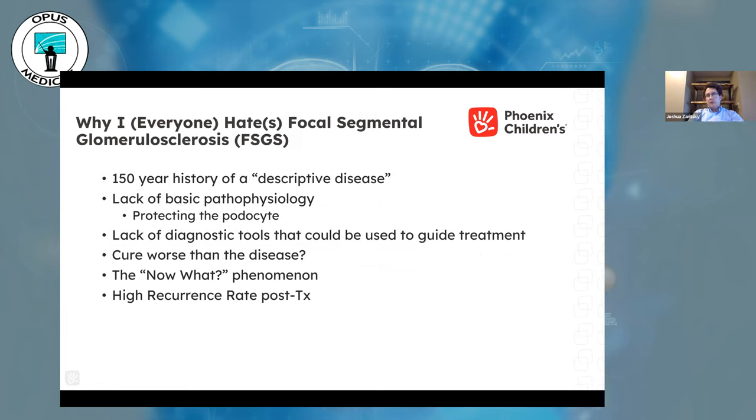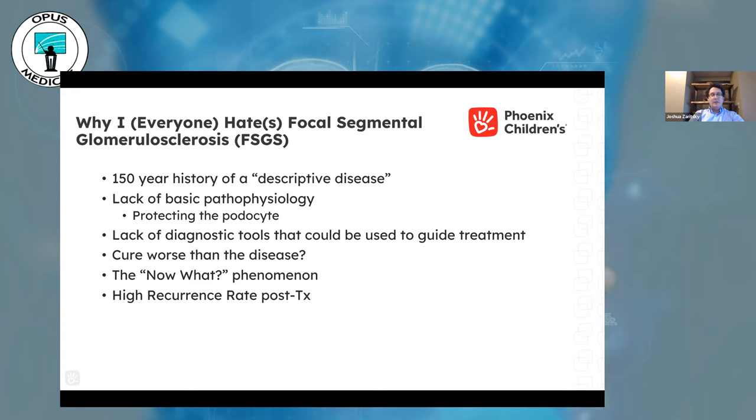So I'd like to start off with this slide. For the pediatric nephrologists out there, I think you would agree without much arguing that if we could just take away one disease, cure one disease or remove it, it would be FSGS. It's a descriptive disease. We really still lack true understanding of the basic pathophysiology. We understand it's a podocytopathy, but we still don't understand how the podocyte is attacked or how to protect the podocyte. We lack diagnostic tools that could be used to guide treatment. And you'll see a lot of the treatments are empiric, and sometimes the cure is worse than the true disease.